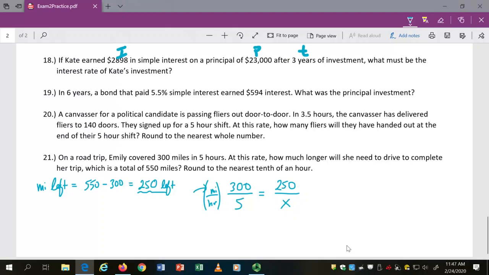And then it's cross multiplication. So this will become 300x, and then 5 times 250, that's, I think, 1250. And then our last step would be divide by 300. So what does that come out to be? 4 point something something? It's like 166 dot dot dot. I said round to the nearest tenth of an hour. So that'd be 4.2.